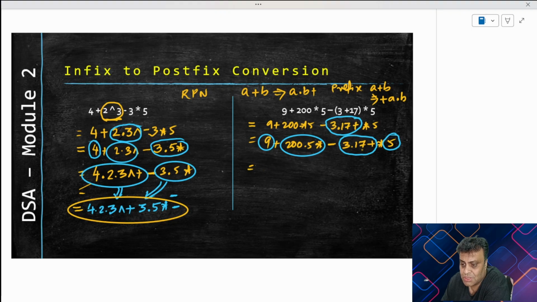Now here, what do you see? You see there is a star here, right? So this star has to be tackled. So if this star has to be tackled, then what we have to do is we will keep the rest of the expression the same, 200.5 star minus 3.17 plus, and then we have a star which needs to be applied, right? So we have this as a number. So the next number is 5. So we will bring the next number and we will put the operator on the right of that.